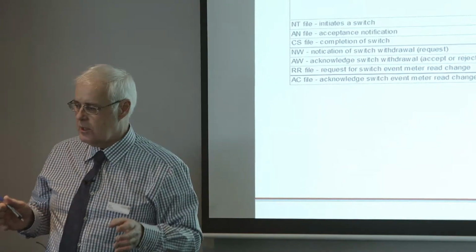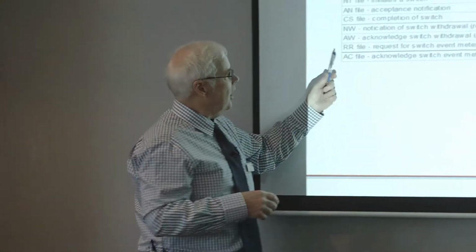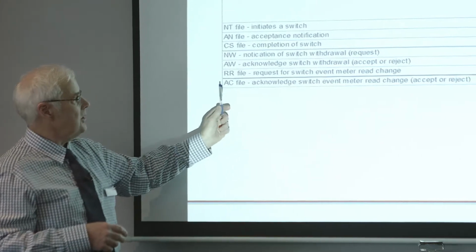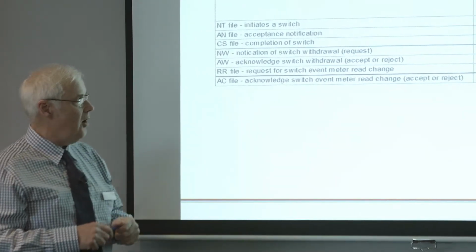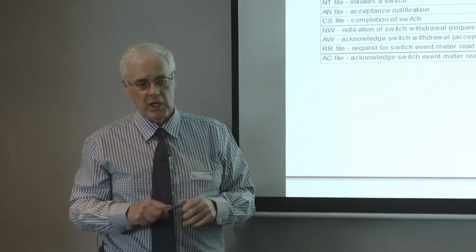The code sets out a disputes process that has to be followed, and it kicks in at 200 kilowatt hours per meter register and above. For 200 kilowatt hours per meter register and below, the disputes process doesn't apply. It's just the goodwill of the retailers whether they wish to settle the dispute between themselves. And if the RR is issued, the other retailer must issue an acknowledgement file where they can either accept or reject the read change.